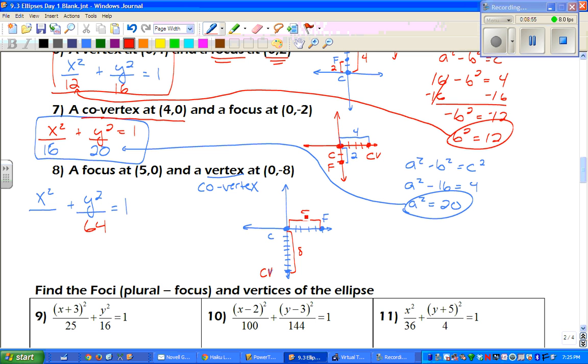Now to find the focus, we're going to use our focus equation. So a squared minus b squared equals c squared. In this case, that b squared value is 64. So a squared minus 64 equals my c value when I square it. So 5 squared is 25. So my a squared value is 89. That's what's going to go underneath your x squared. 89. There we go.